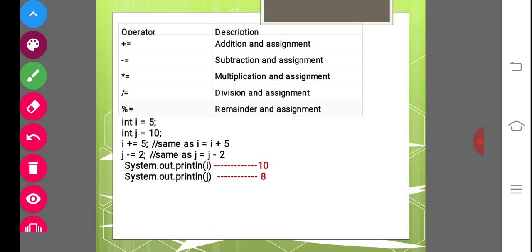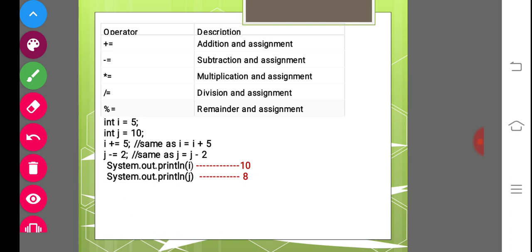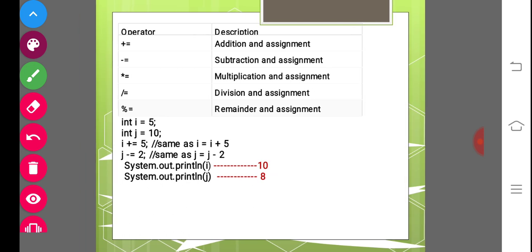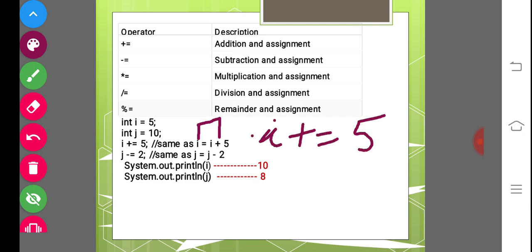How can I write this? I can combine this plus and equal to, and how can I write it? i plus equal to 5. Fine. Instead of j equal to j minus 2, how can I write it? j, then first the arithmetic operator minus, then the assignment operator equal to, and then comes the expression 2.